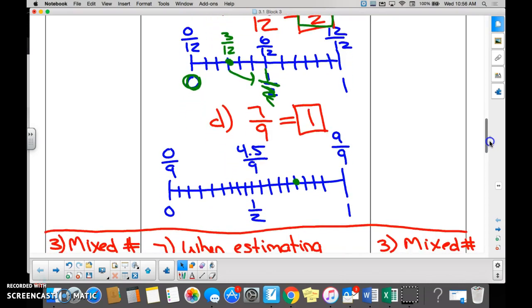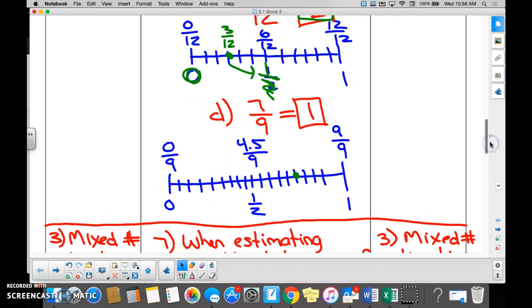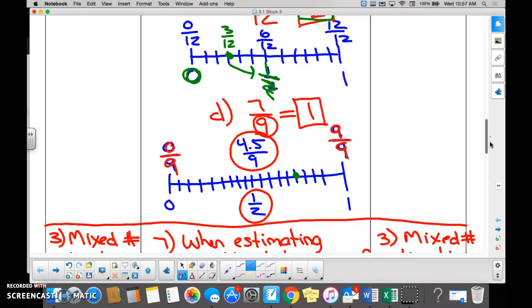The other tricky part to this whole thing was if you're dealing with a numerator that has an odd value. So notice we have the fraction 7/9. We gave our 0 in terms of ninths. We gave our 1 in terms of ninths. But look at our 1/2 in terms of ninths. We had to take the 9 and cut it in half. So half, using ninths, would be 4.5 over 9. Then how did we number these, you guys? By 0.5.